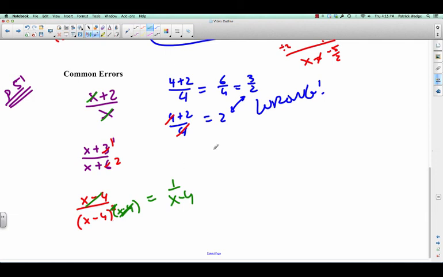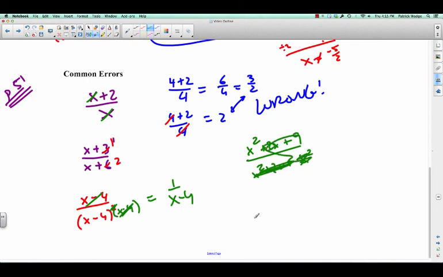Same with trinomials. I'm not going to be able to cancel this out, x squared plus 2x plus 9. I can't factor that. The only way I'm going to be able to cancel that is if on the bottom I have another x squared plus 2x plus 9. If it's just x squared plus 2x, I can't cancel. If it's x squared plus 2x plus 8, I can't cancel. If it's just x squared on the bottom, I can't cancel. It has to be the whole trinomial the same.